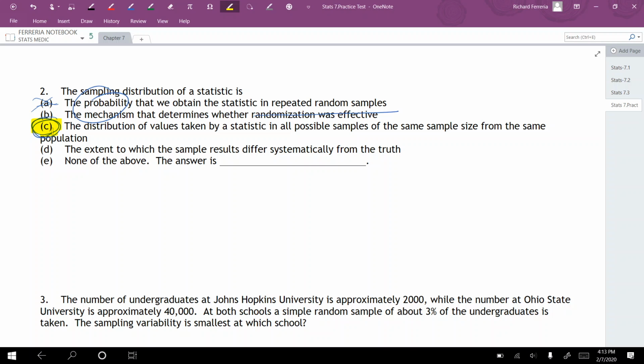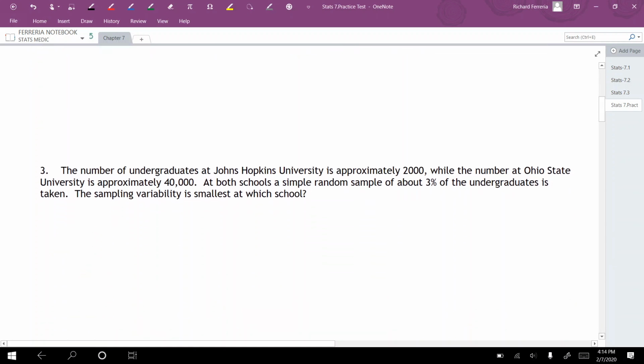D, the extent to which sample results differ systematically from the truth. That is interesting because that's kind of what we're using the sampling distribution for, but it is not actually the definition of a sampling distribution. And "from the truth" is kind of weird here because you don't actually know the truth. The process of statistics is not necessarily that you know the truth. It's just that if you imagine some value of the parameter is true, then how does that color your view of a statistic? So that's question 2, and we're going to look at question 3 as well.